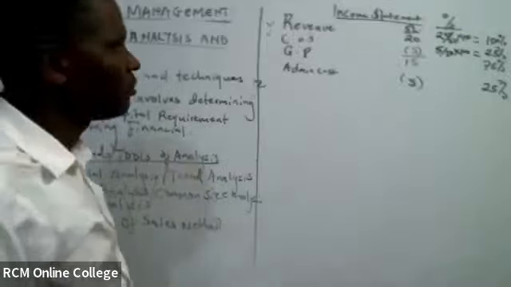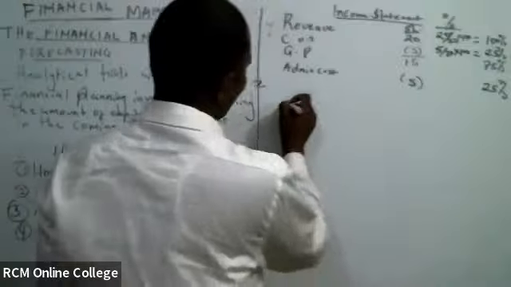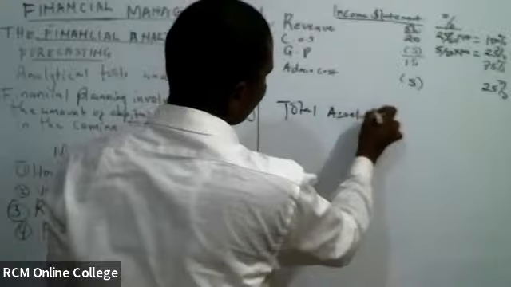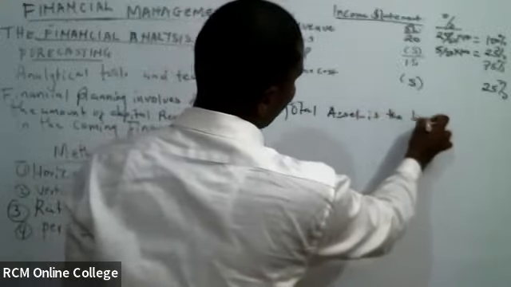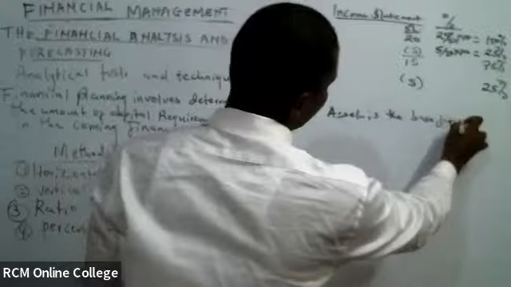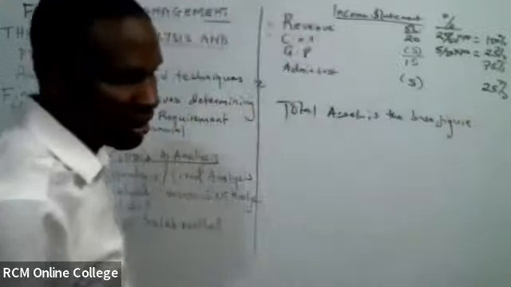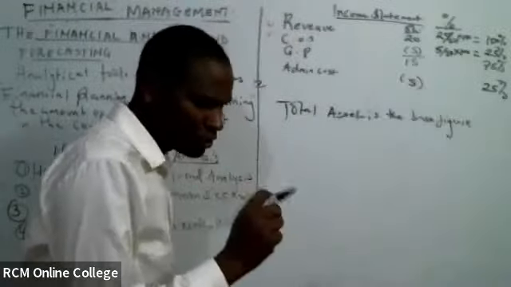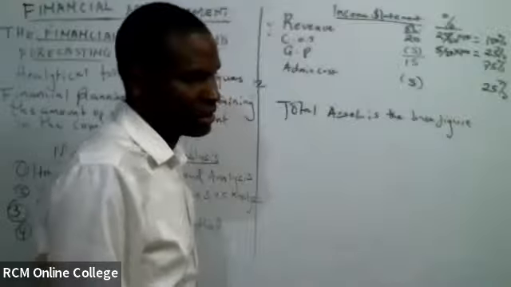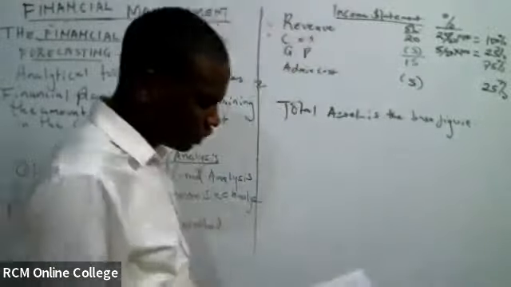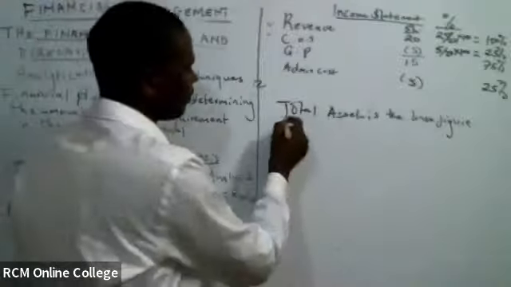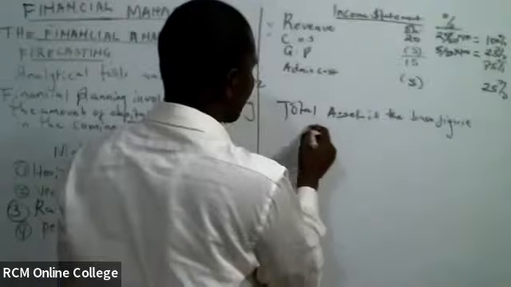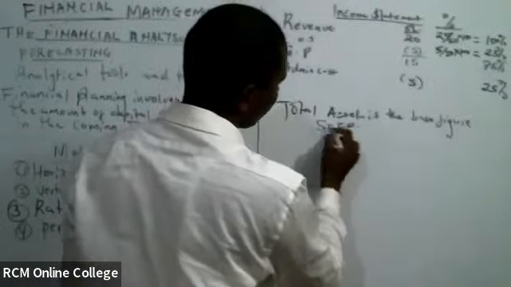For the balance sheet, or the statement of financial position, the total asset is the base figure. That means we are expressing all the items of asset and liability as a percentage of the total asset. So you continue writing, and let me give you an illustration here. For example, assume I have this statement of financial position.